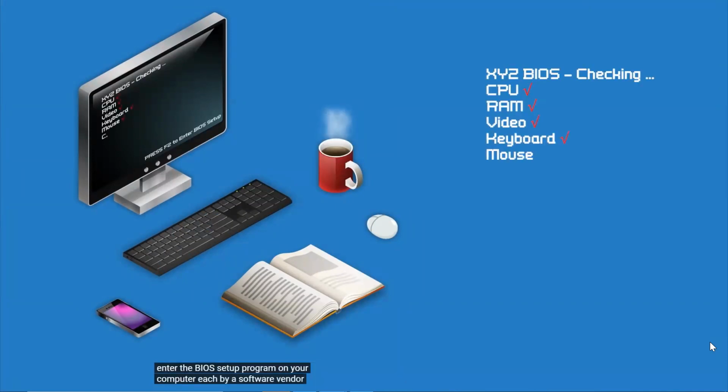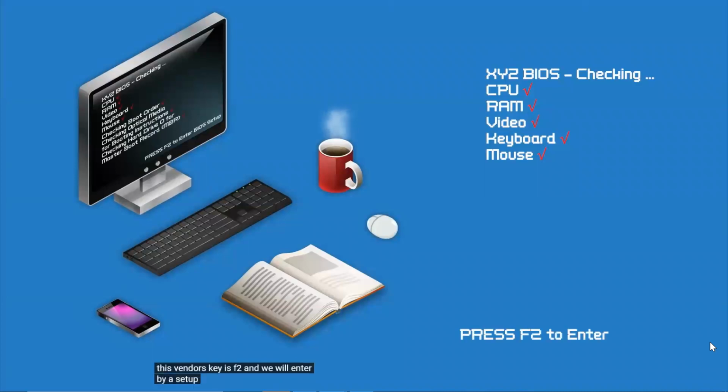Each BIOS software vendor will have a different keystroke, but it is often either F2, F10, or the delete key. This vendor's key is F2, and we will enter BIOS setup. This is where important forensic information is stored, including date and time information and the booting order.